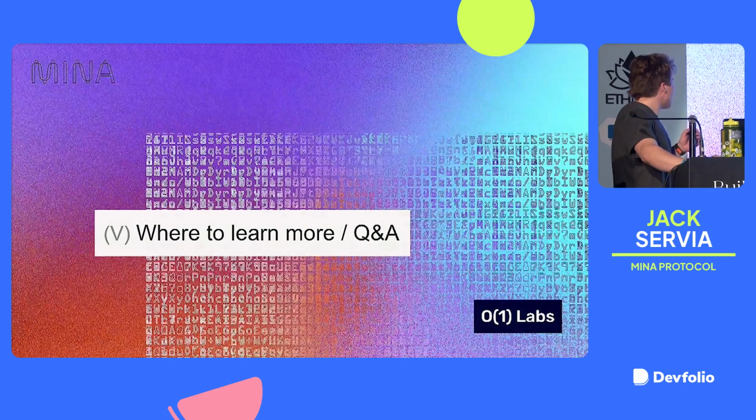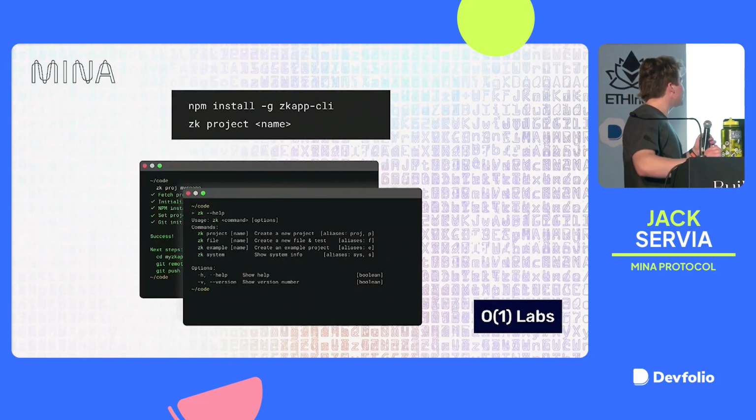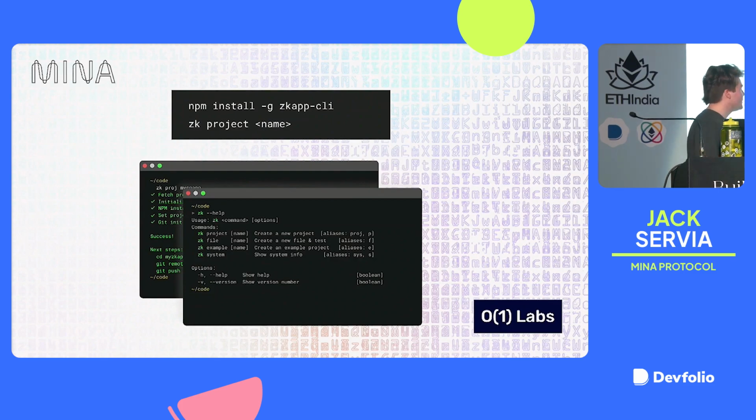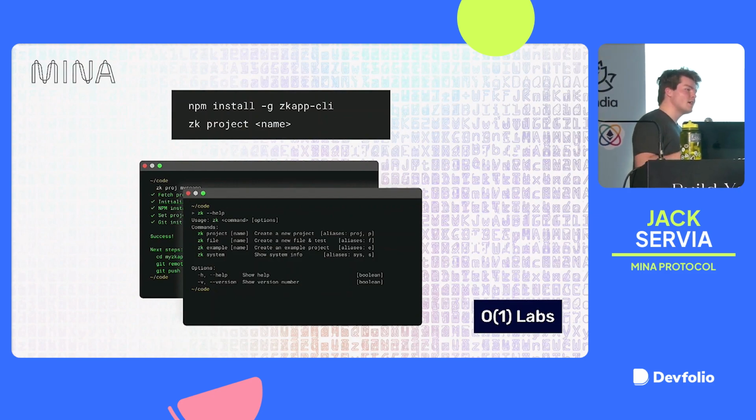We'll skip this, and now we'll talk about where you can get more. So how do you get started? It's really simple. We have a single developer tool. It's called the zkApps CLI. It's very powerful, and it's very easy to use. It's just an npm package. You can install it, and then you can run zk project and then a name. Let's say hello. When you do this, it'll create a project for you, scaffold it, and also include an example smart contract and an example test.